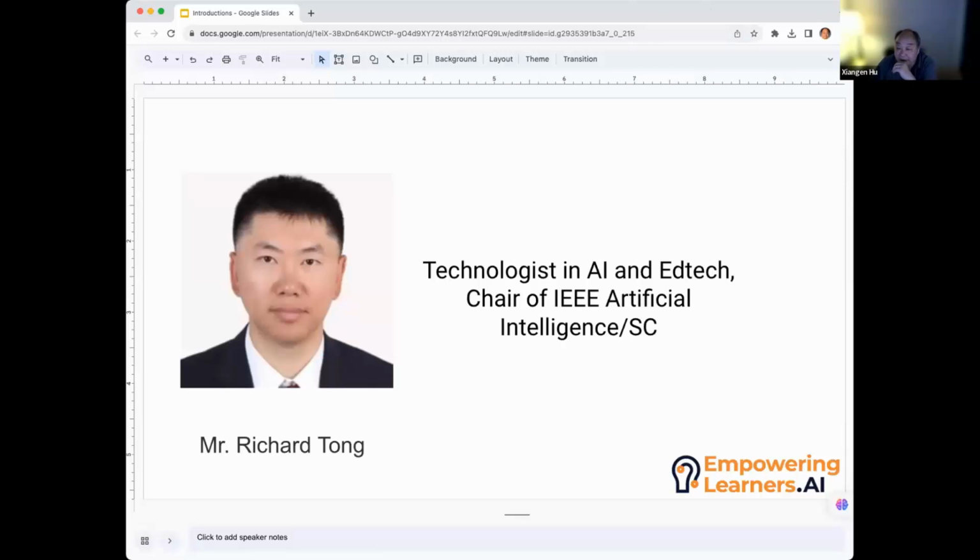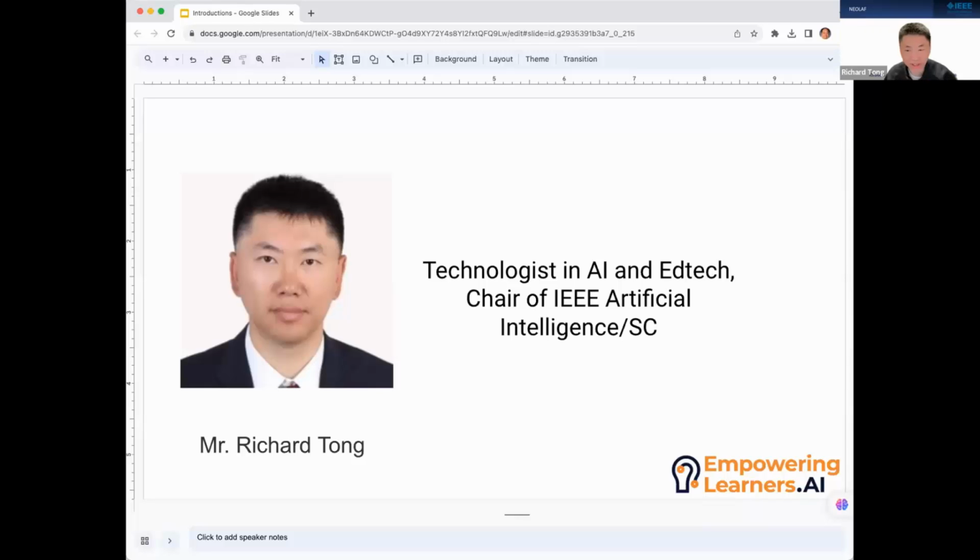Okay, so my first question would be for Richard. Given that your key role is in IEEE standards for AI and also learning technologies, how can these standards be extended or adapted to ensure that large language model integrated ITS interact ethically and effectively with students?